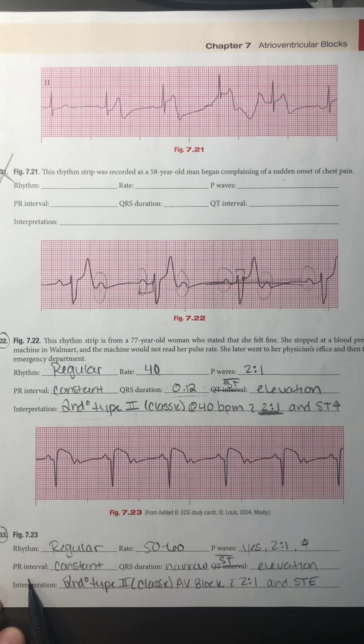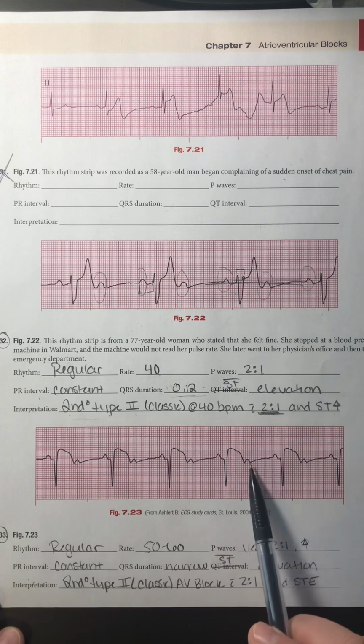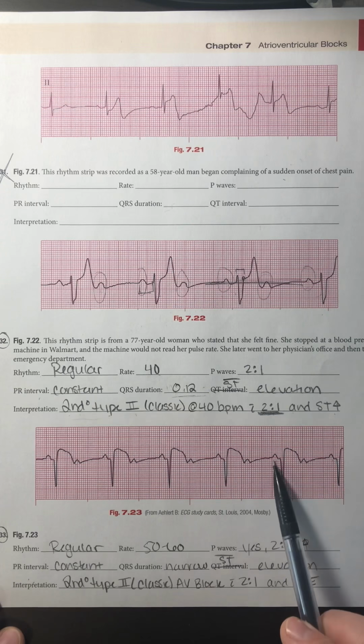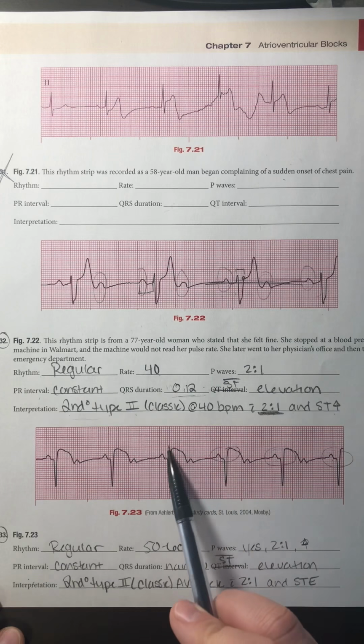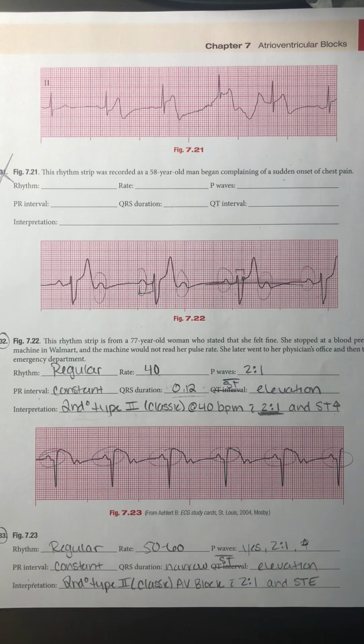If we look down at the second one, I'm not going to spend too much time on this because it looks very similar to this one up here. I have 2 P waves for every QRS complex. My PR interval is always consistent when a QRS follows the P wave. So there is still some communication between the atria and ventricle. That excludes it from being a third degree. It cannot be a third degree heart block.